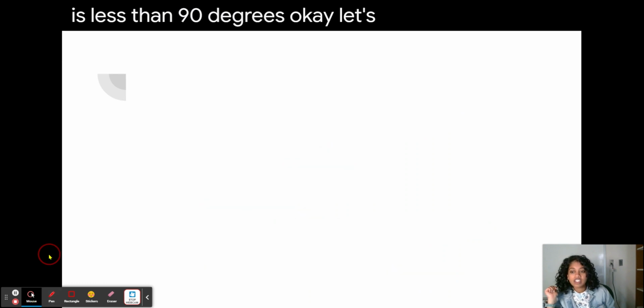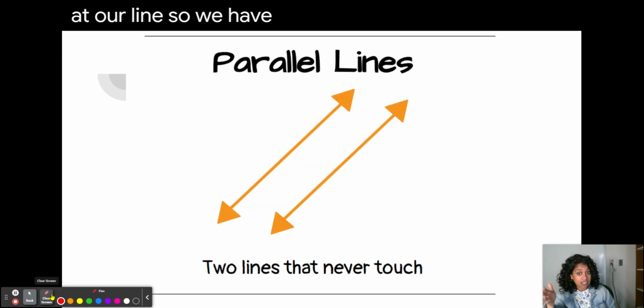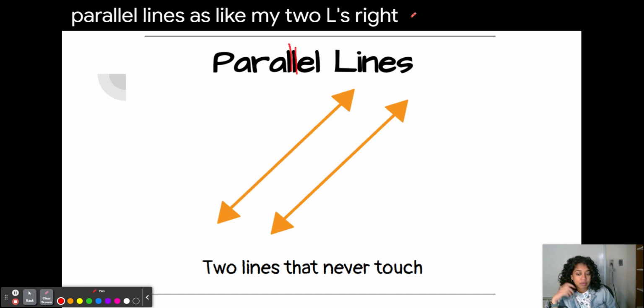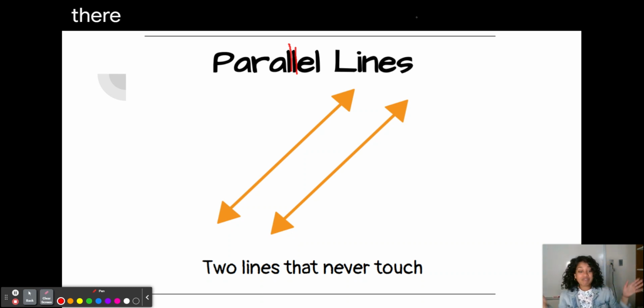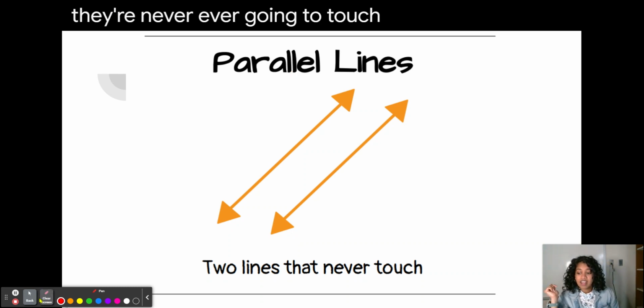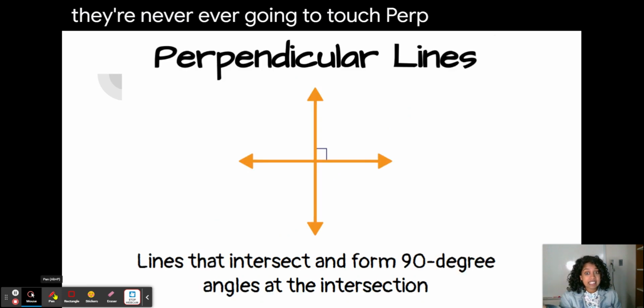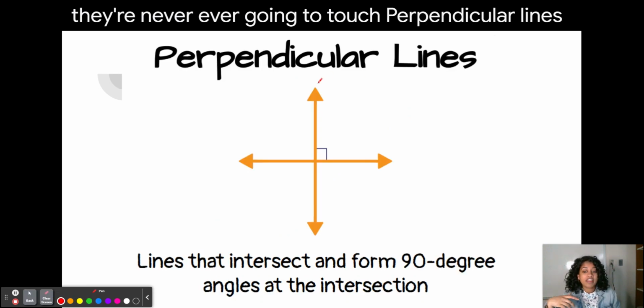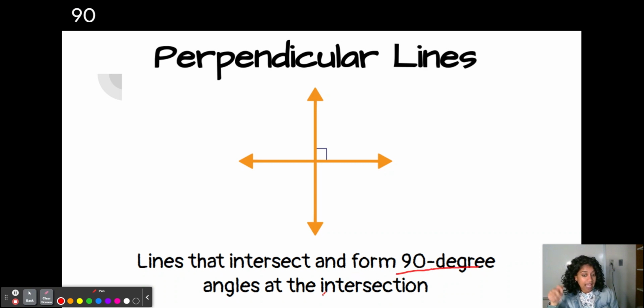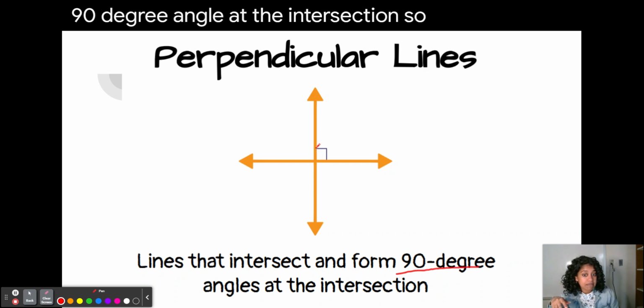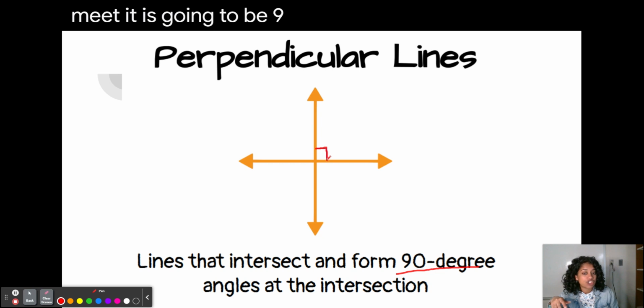Okay, let's look at our lines. We have parallel lines, and I remember parallel lines as like my two L's right there in the middle. They're two lines that are never going to meet. They're just going to keep going on forever, but they're never ever going to touch. That is different from perpendicular lines. They are two lines that intersect and form exactly a 90-degree angle at the intersection. So where they meet, it is going to be 90 degrees. Those are perpendicular lines.